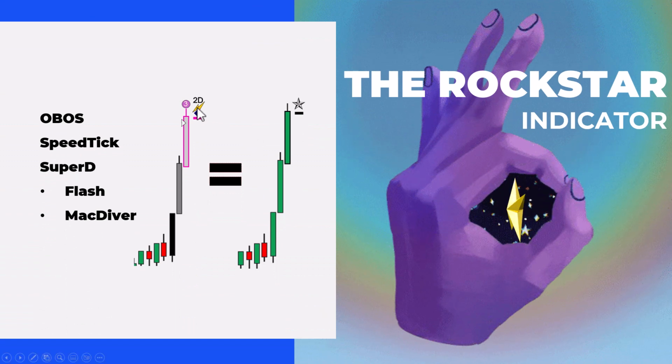Now, because this whole setup right here has been so powerful, we ended up taking some of this confluence and creating our most popular indicator by far, and that's the rock star.